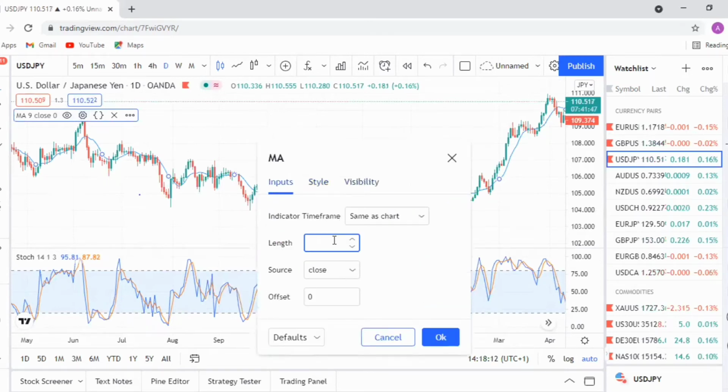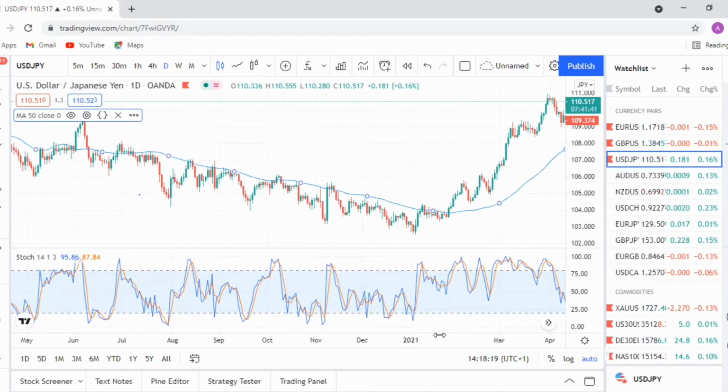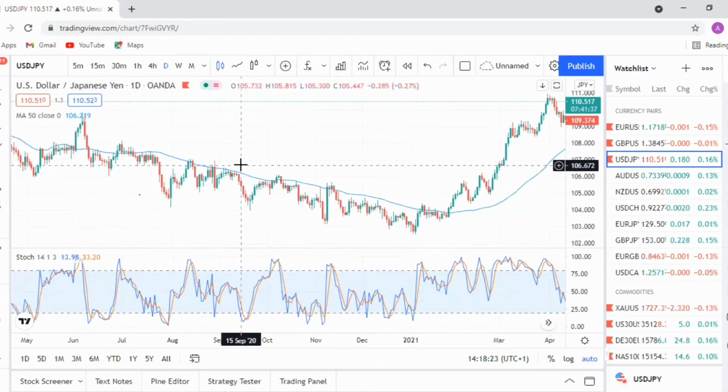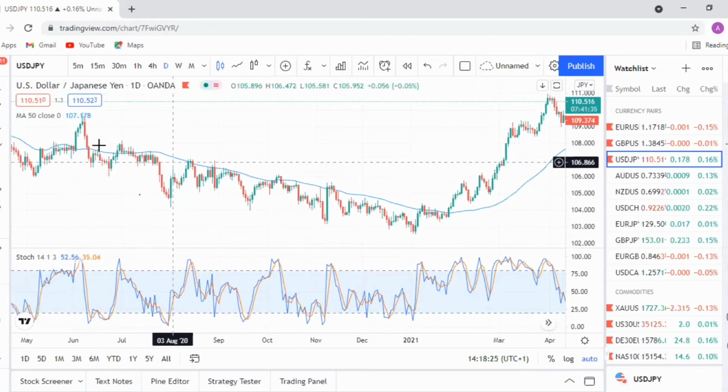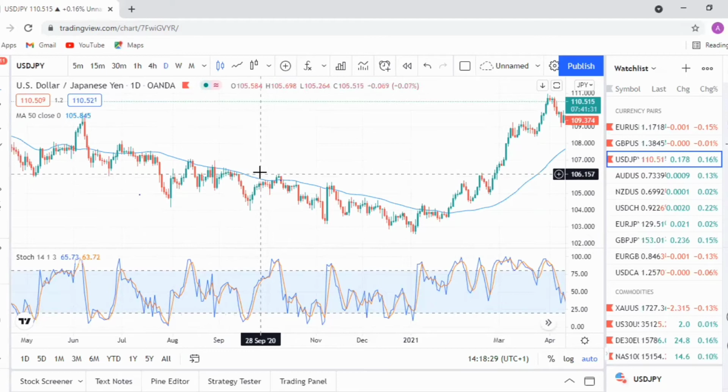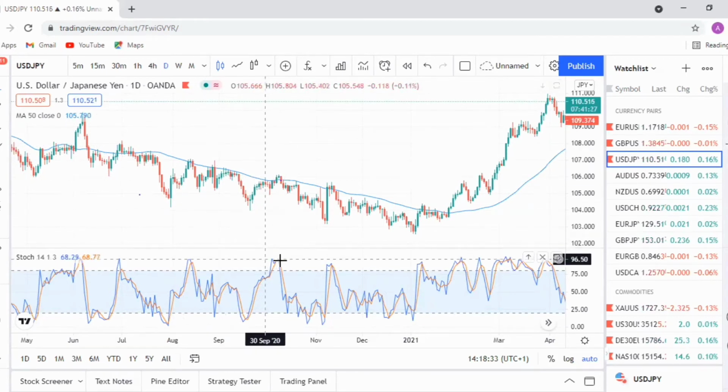So I'll be using the 50 moving average. Okay, so now on this downtrend, you can see that the market is trending down. Now, when the market pulls back to the 50 moving average, and then you see the stochastic oscillator at the overbought, you can now buy.